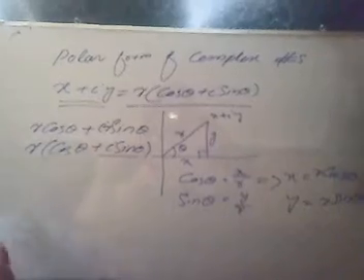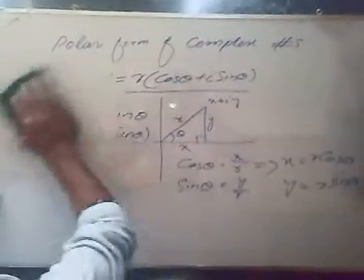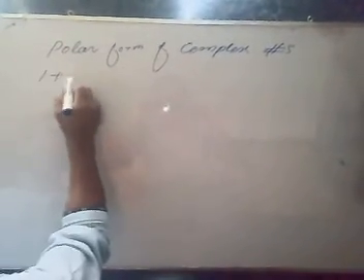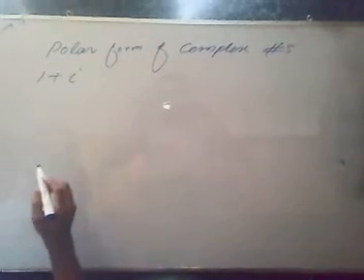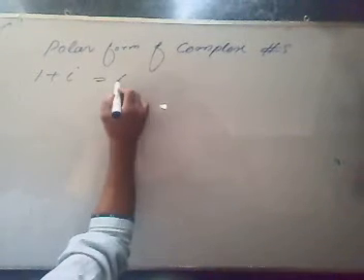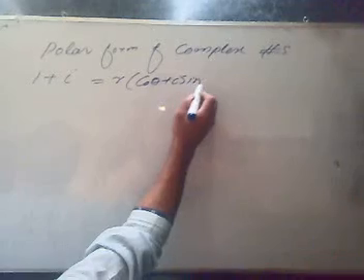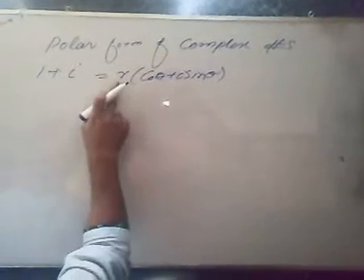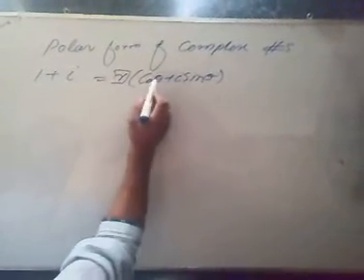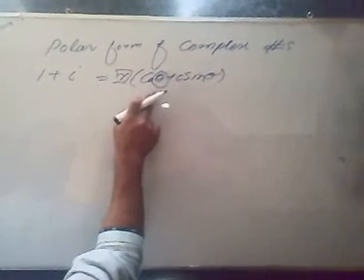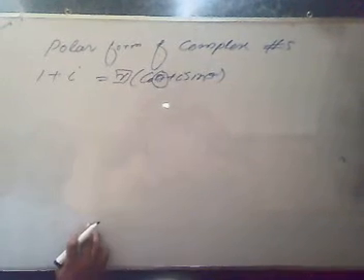So we will just solve a few examples. Suppose I have a complex number 1 plus iota, and I want to convert it into polar form, written as r cos theta plus iota sin theta. So the basic thing is that we will find out what r is and what theta is. These are basically the two unknowns to find out the polar form of a complex number.